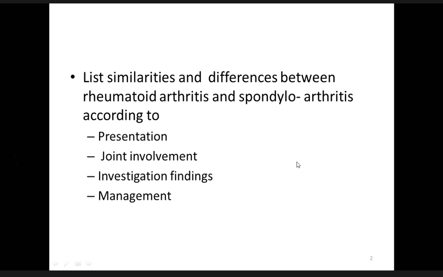So what are the differences when it comes to presentation? Rheumatoid arthritis and spondyloarthritis, similarities and differences.